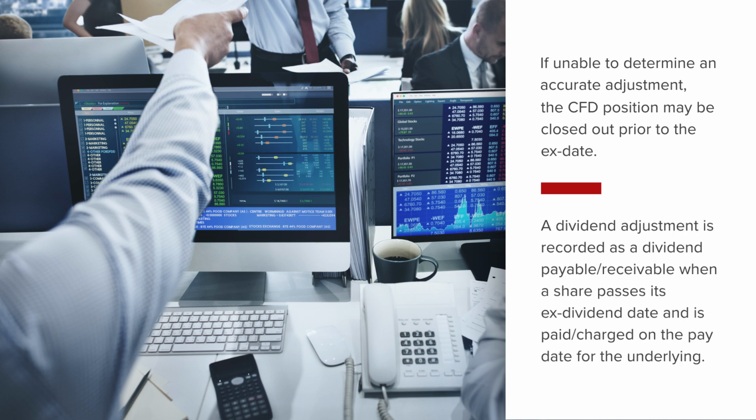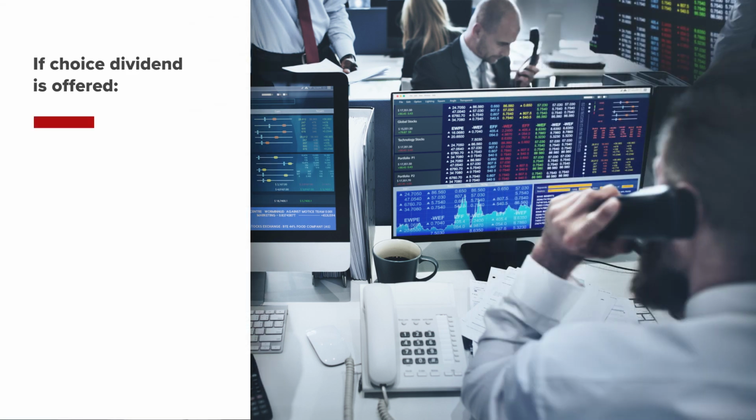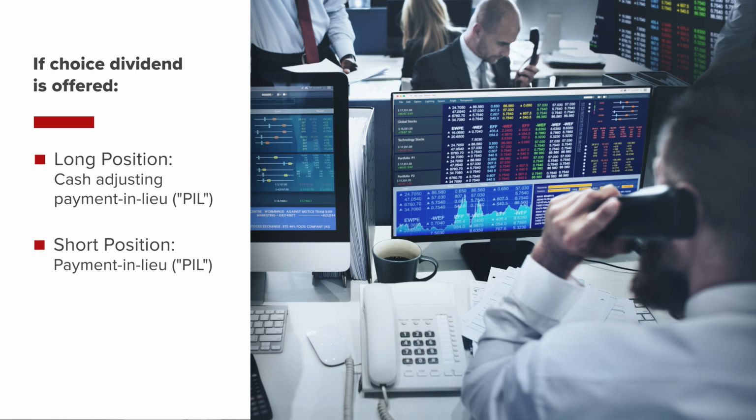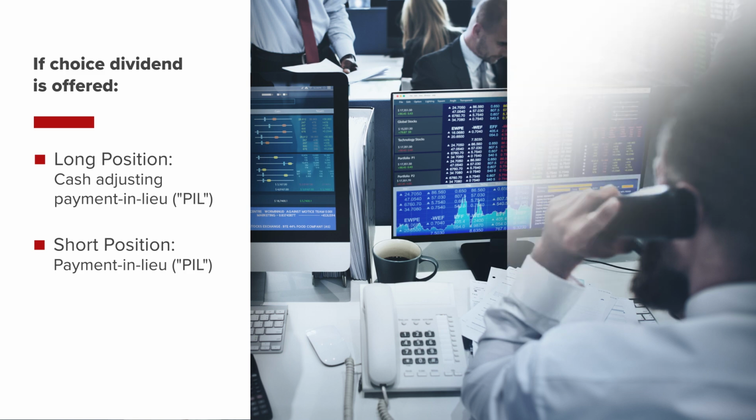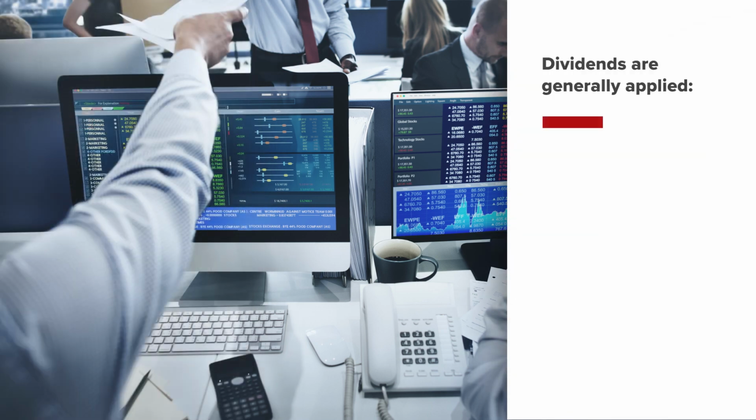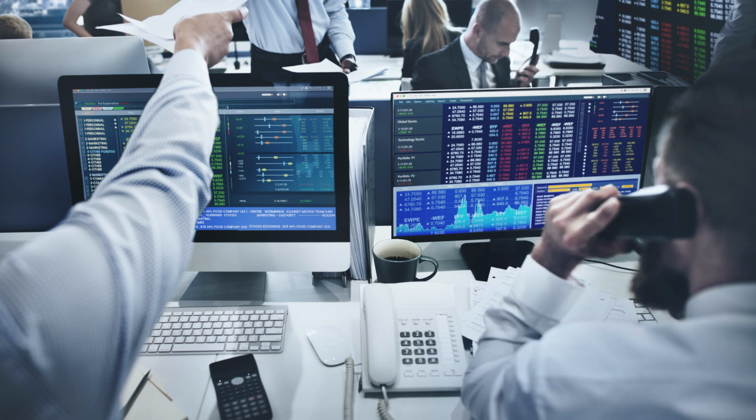A dividend adjustment is recorded as a dividend payable or receivable when a share passes its X dividend date and is paid or charged on the pay date for the underlying. If a choice between cash and stock is offered, a choice dividend, IB will reflect the dividend as a cash adjusting payment in lieu, or PIL, for long CFD position holders. Short position holders are charged a PIL. Dividends are generally applied net of withholding tax to long positions and gross to short positions.